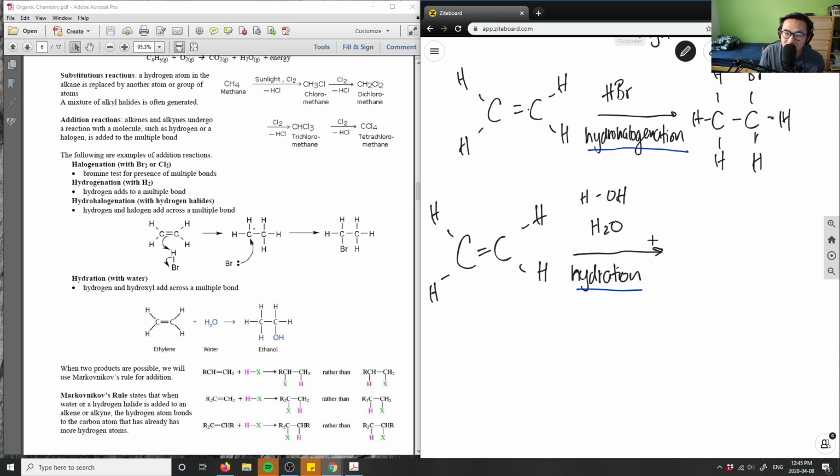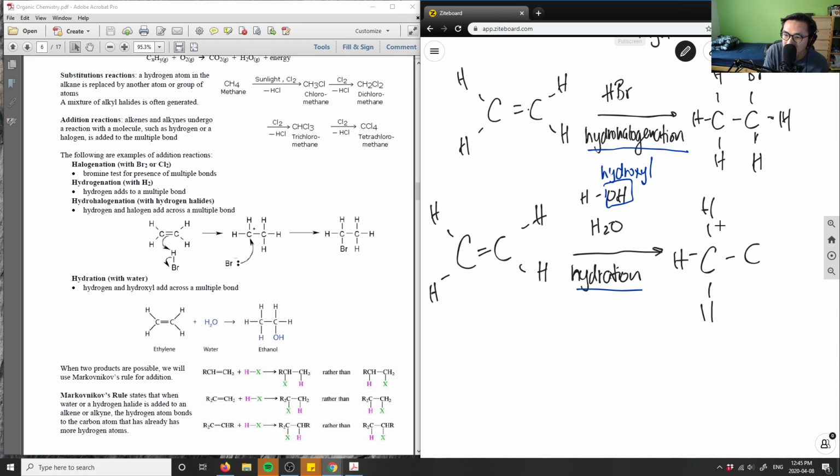And what it's going to do is add a hydrogen on one side and then add an OH group, or a hydroxyl group. This OH here is called a hydroxyl group. And then we'll talk about hydroxyl groups later when we talk about alcohols. But this hydrogen is going to bond to this carbon, and this OH group is going to bond to the second carbon here. So it's going to give us an alcohol. And we'll talk about alcohols more in a later video.